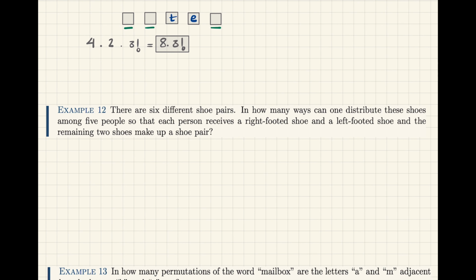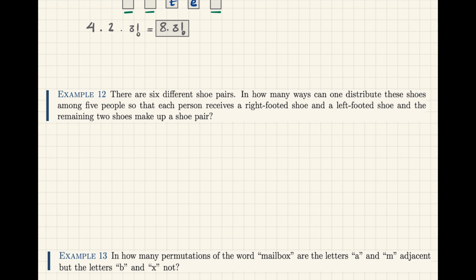Let us go to the next example. There are 6 different shoe pairs. In how many ways can one distribute these shoes among 5 people so that each person receives a right-footed shoe and a left-footed shoe, and the remaining 2 shoes make up a shoe pair? I don't know how to make it clear.